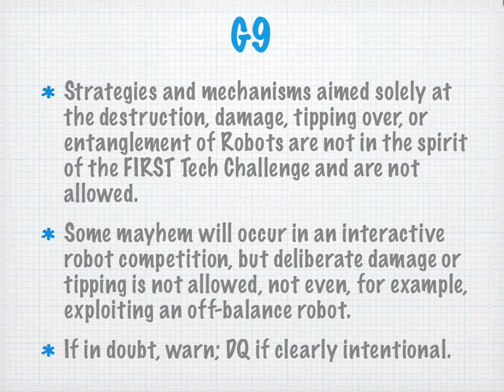Likewise, if a robot has dangling wires or whatever in a way that is making entanglements happen, then that robot should be forced to fix the problem and be re-inspected. So if you're not sure if something was intentional, then definitely warn the team. But if you see repeated behavior or clearly intentional, blatant behavior of this sort, then disqualify the team for that match.